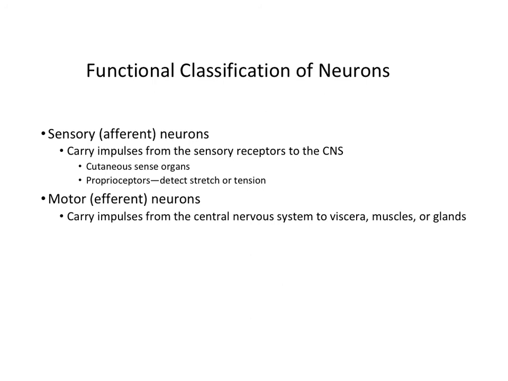Remember also that sensory or afferent neurons carry impulses from sense organs to the central nervous system. So that includes cutaneous sense organs that are located in your skin and proprioceptors that detect stretch or tension in muscles. And then motor or efferent neurons carry impulses from the central nervous system to the viscera. So that goes to your muscles, glands, etc.